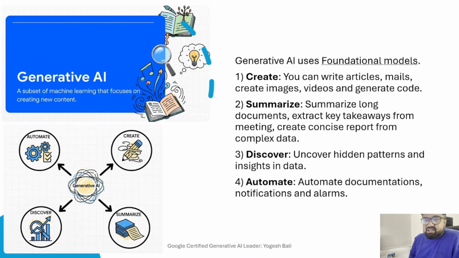Now the next section is generative AI. Generative AI is a subset of machine learning that focuses on creating new content. Generative AI uses foundational models that we will discuss in a few minutes. So in generative AI, we basically create articles, mail, images, videos, summarize long documents, discover insights from data, and automate documentation, repetitive tasks, etc. So we basically create, summarize, discover, and automate.